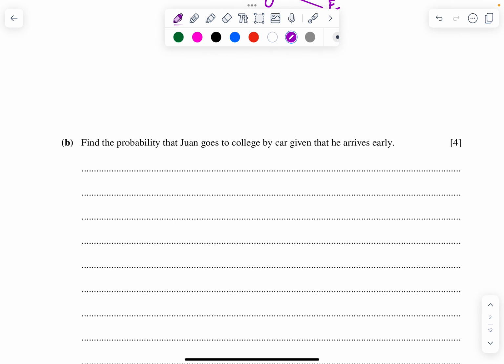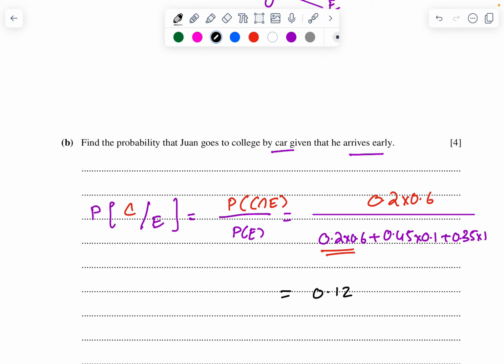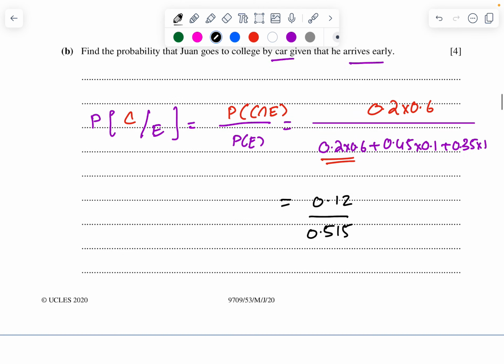Find the probability that Joan goes to college by car given that he arrives early. So given early, early should be in the denominator. The probability of early is car and early, or bus and early, or walking and early. But what is he asking us to compare with? By car. So probability of car intersection early is 0.2 times 0.6, that goes to the numerator, which is 0.12 divided by 0.515, which is going to be 0.233.